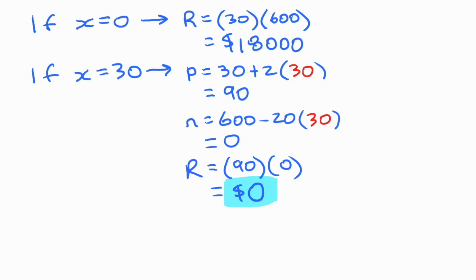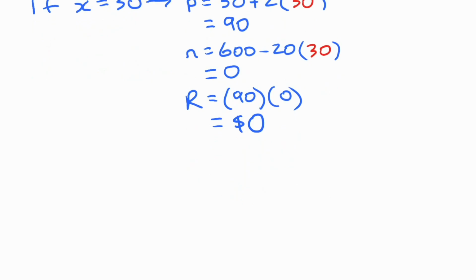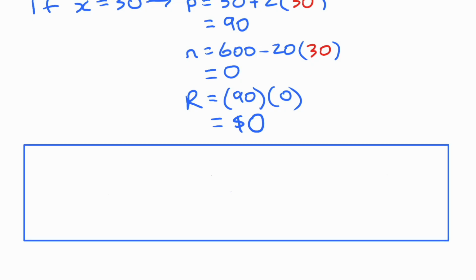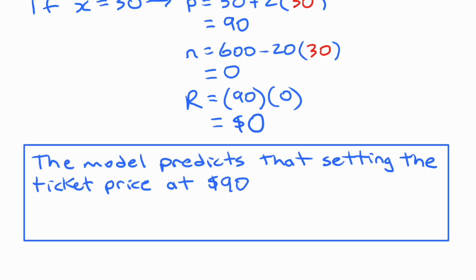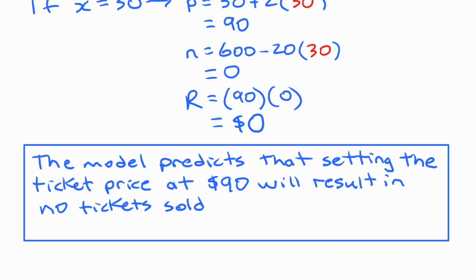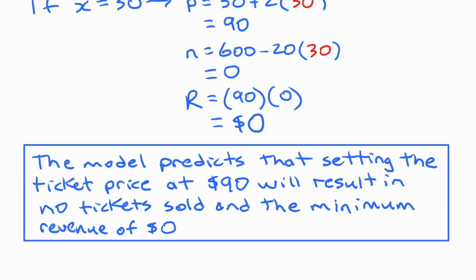So according to this model, if we raise the price that much, no one's coming to the show, right? So we can write that down here and we'll think about it a little bit more when we look at this graphically. So we can say that this model predicts that setting the ticket price at $90 will result in no tickets sold, and then the minimum revenue is 0. All right. Let's look at a graph and we can think a little bit more about this.